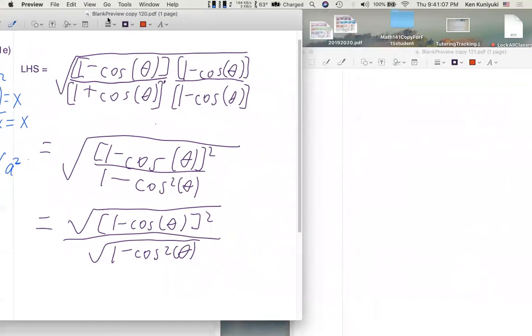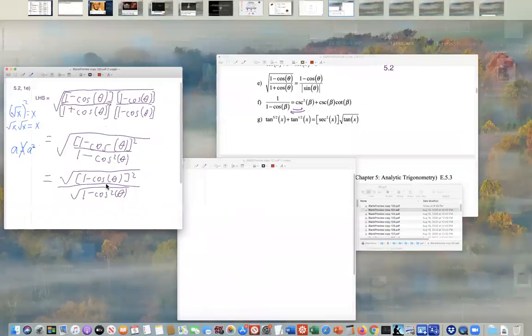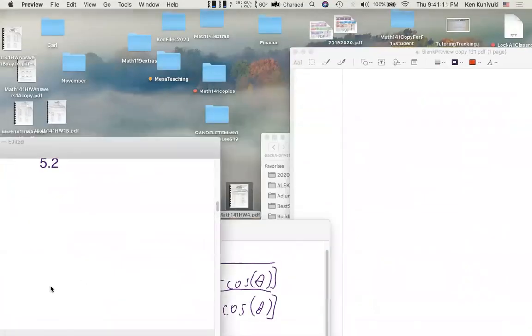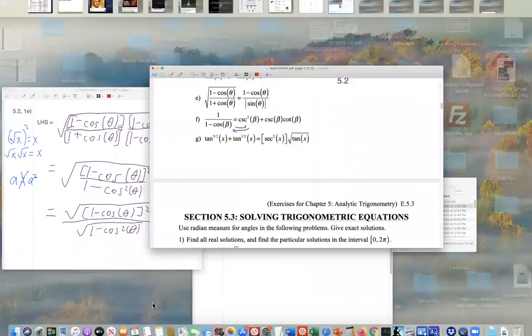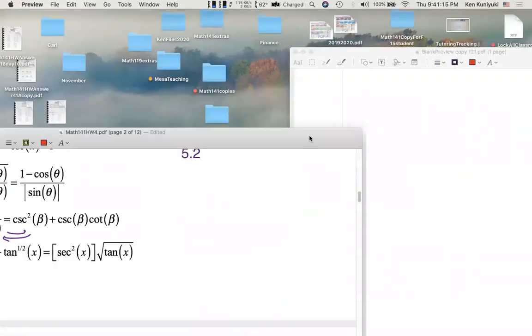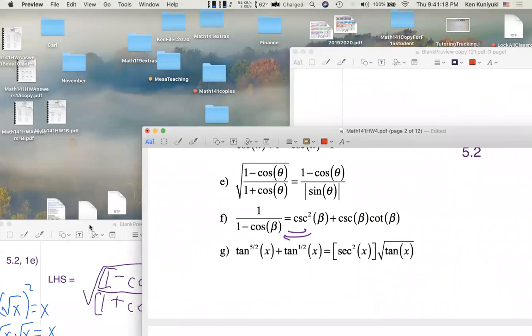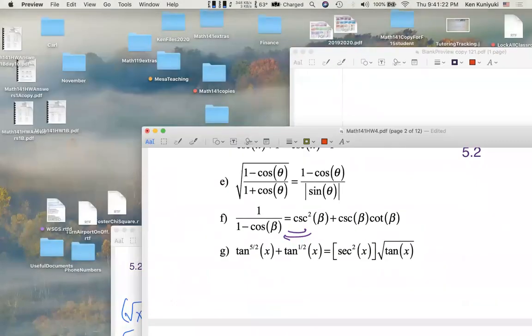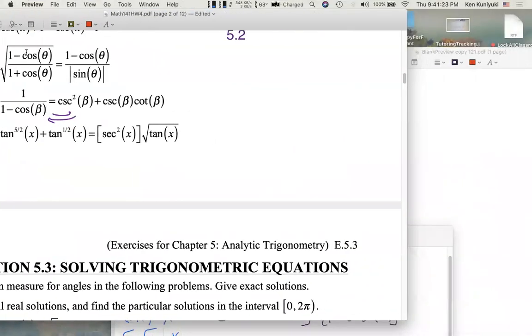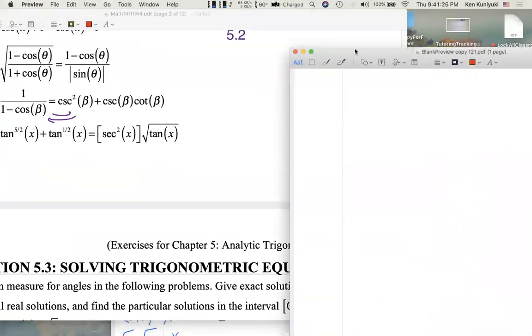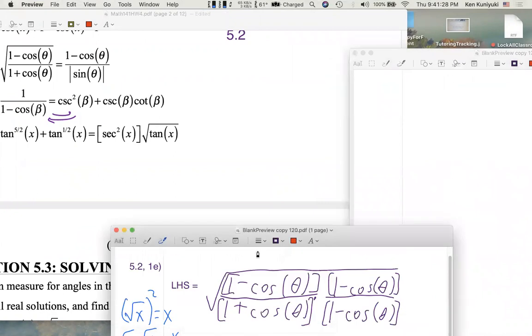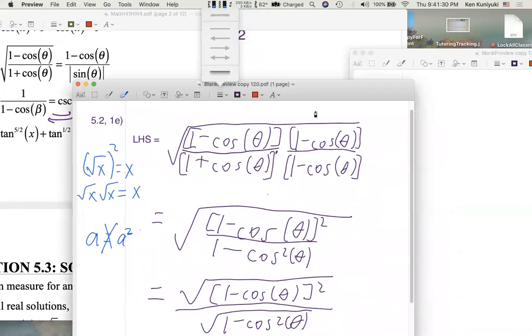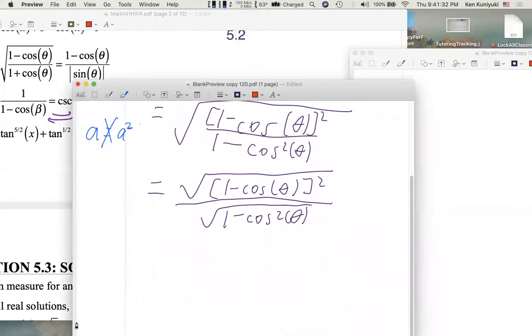All right, and remember, we're trying to hit that target. Where's the target? Right here, the right-hand side. We're aiming for that. All right, so we're up to here. Any questions?